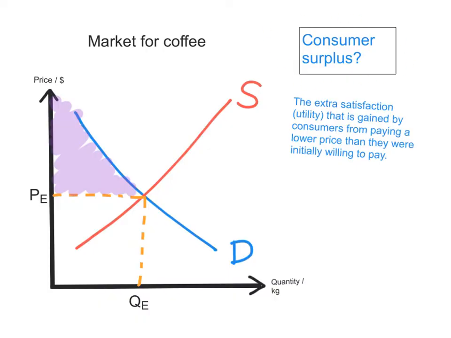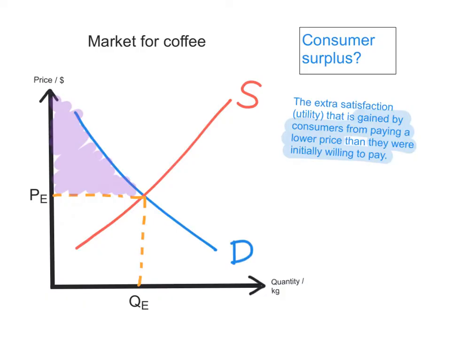Well, basically, consumer surplus refers to the extra satisfaction or utility. Utility is another word for satisfaction in economics. It is gained by consumers from paying a lower price than they were initially willing to pay. So whenever a consumer ends up paying a price that is lower than what they were initially willing to pay, we say that that consumer has earned or gained some consumer surplus.